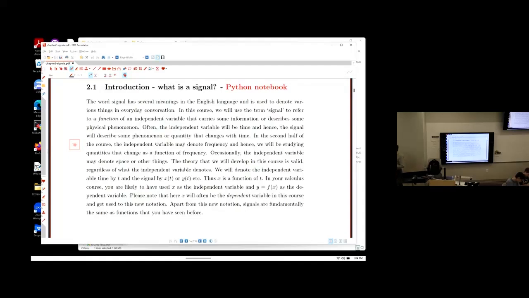I might use the word function and signal interchangeably, so please pay attention to it. I'm going to use both terms to mean the same thing.